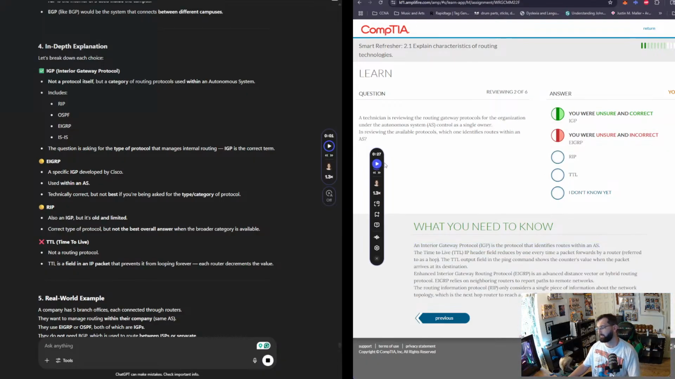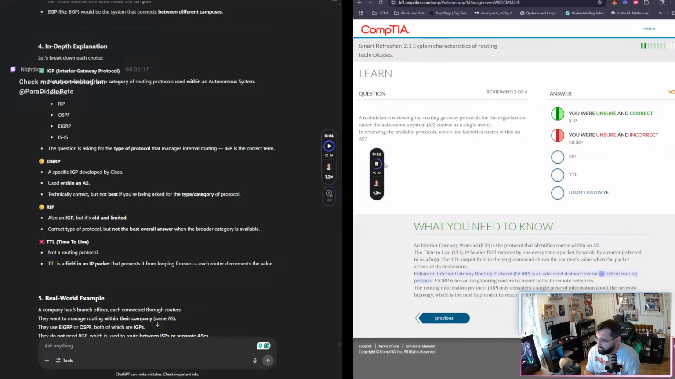All right, here we go. An Interior Gateway Protocol, IGP, is the protocol that identifies routes within an AS. The time to live, TTL, IP header field reduces by 1 every time a packet is forwarded by a router, referred to as a hop. The TTL output field in the ping command shows the counter's value when the packet arrives at its destination. Enhanced Interior Gateway Routing Protocol, EIGRP, is an advanced distance vector or hybrid routing protocol. EIGRP relies on neighboring routers to report paths to remote networks. The Routing Information Protocol, RIP, only considers a single piece of information about the network topology, which is the next hop router to reach a given network or subnet.